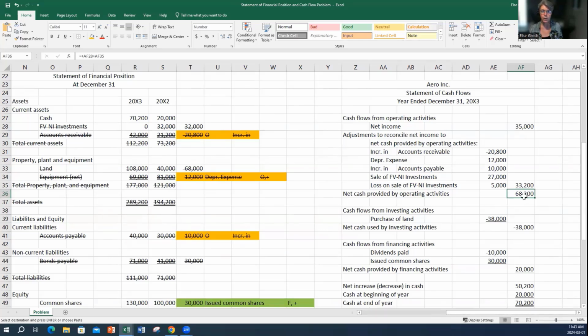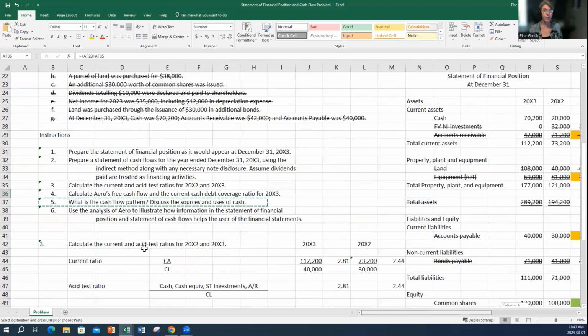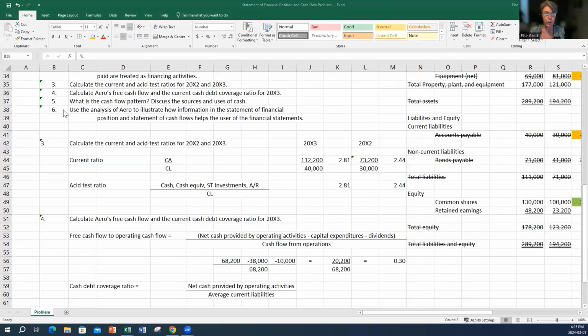We're seeing a good increase here. We've seen investment in the company, which means we expect revenues to continue to increase. If we invest in the company, we do so because we want to generate more revenue. And we've managed to get financing for it from outside. Let's look at the last question. Question number 6, use the analysis of this company to illustrate how information in the statement of financial position and the statement of cash flows helps the user of financial statements.